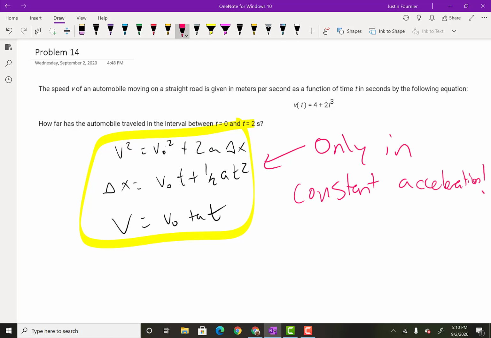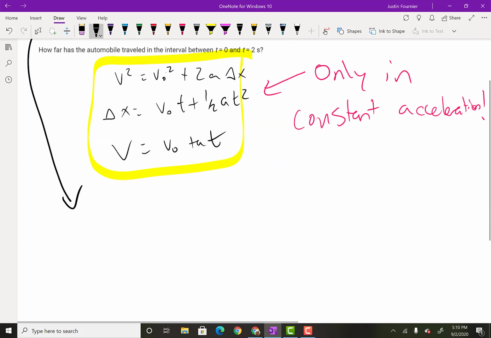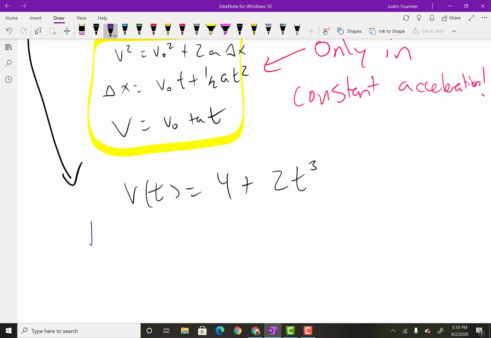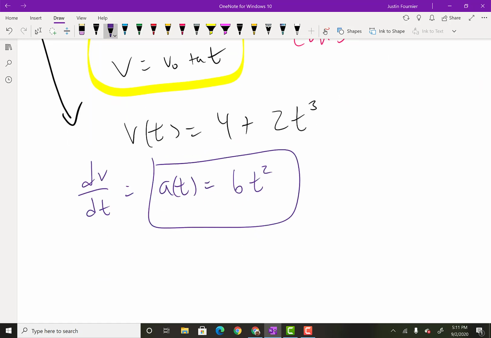If it's not constant acceleration, these things fall apart, and we have to break out calculus. So let's see if this is constant acceleration, if you couldn't see it already. The velocity is 4 plus 2t cubed, right? So if I wanted to get the acceleration, the derivative as a function of time of the velocity function will give me the acceleration. So this derivative, this becomes 0, and then 2t cubed becomes 6t squared. And you can see the acceleration is not constant as a function of time.